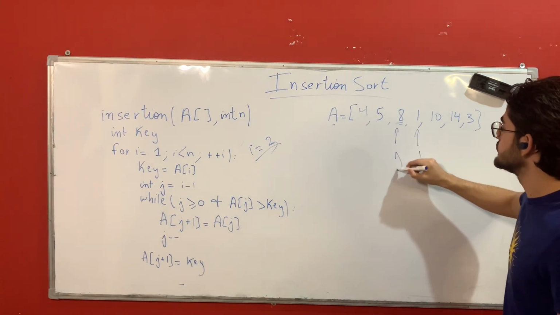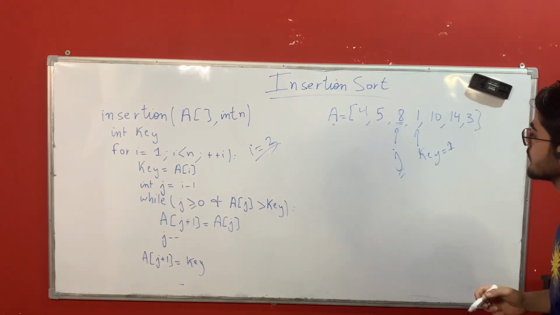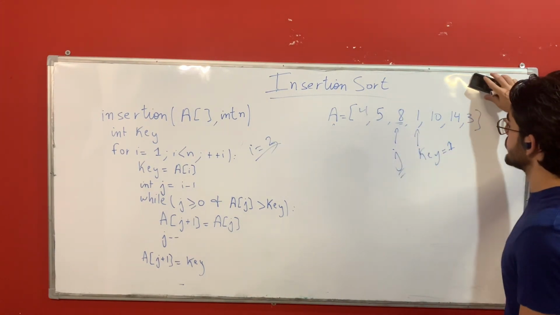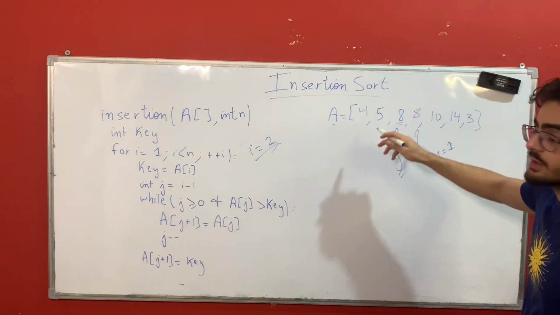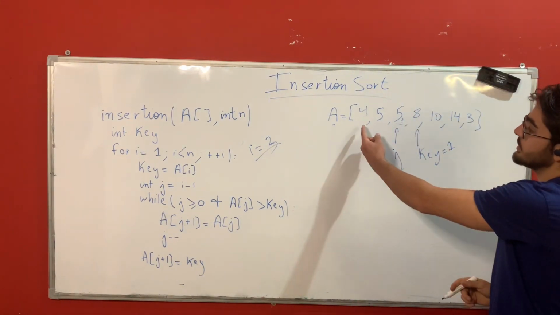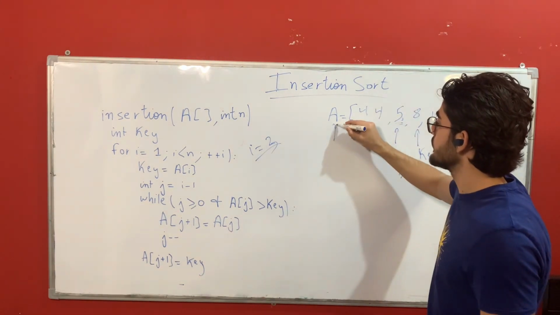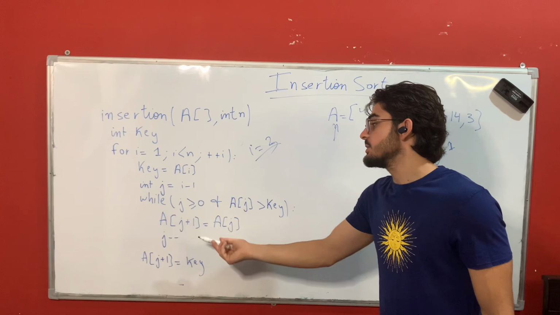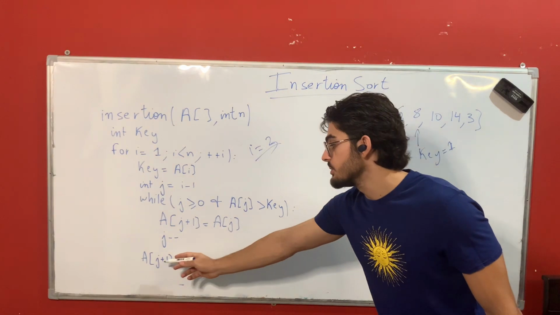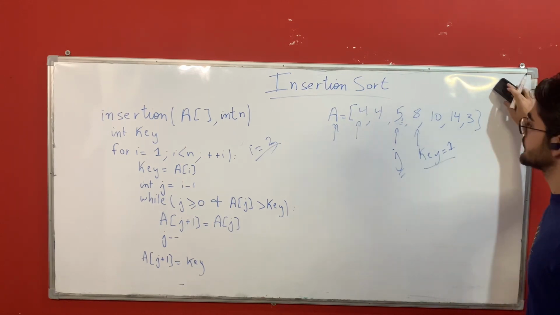j is here. This is the key. So we compare the key with A of j. The key is less than A of j, so 8. Also the key is less than 8, is less than 5, so the key also is less than 4. Now j is pointing here. The while loop will execute. j is no longer greater than or equal to 0, so this line will execute. A of j plus 1, which is the element right here, will become equal to key, which is 1.